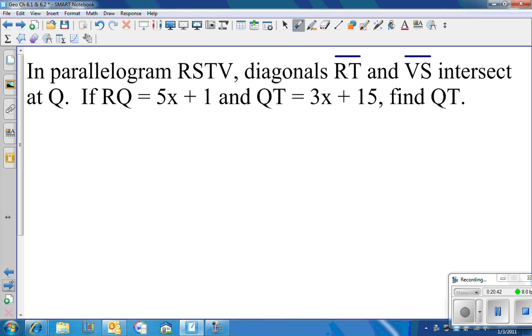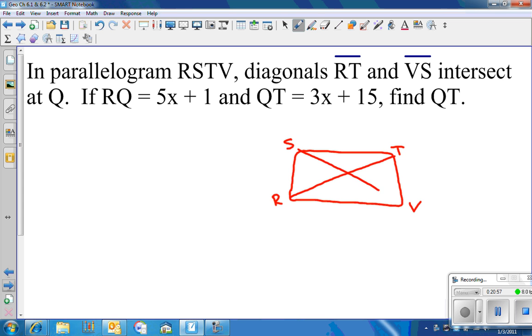All right, in a parallelogram RSTV, the diagonals RT and VS intersect at Q. So you've got this picture. You've got RSTV. You're talking about the diagonals. They intersect at Q. Remember what we know about diagonals of a parallelogram? That they bisect each other.